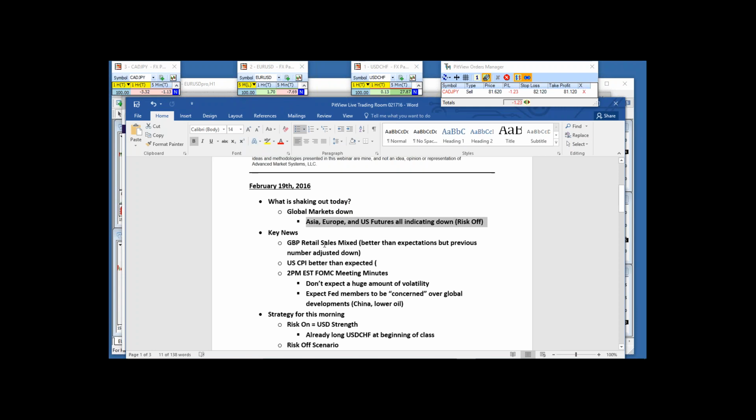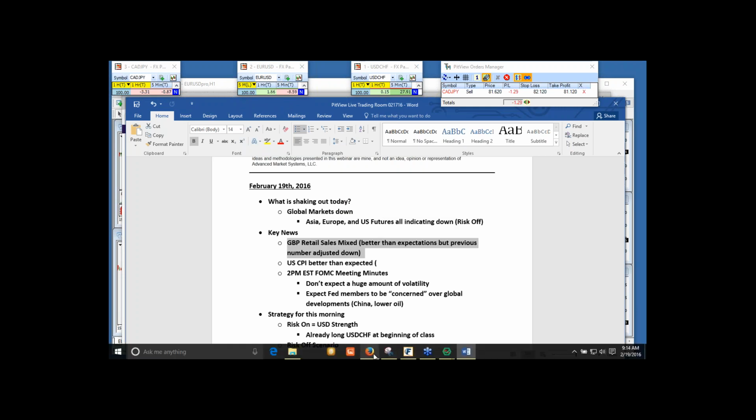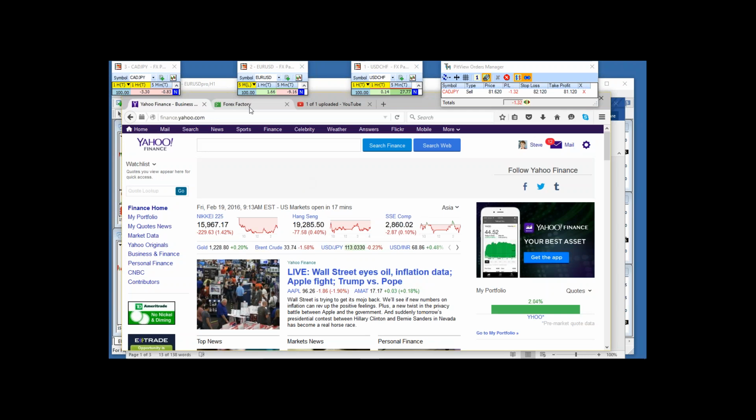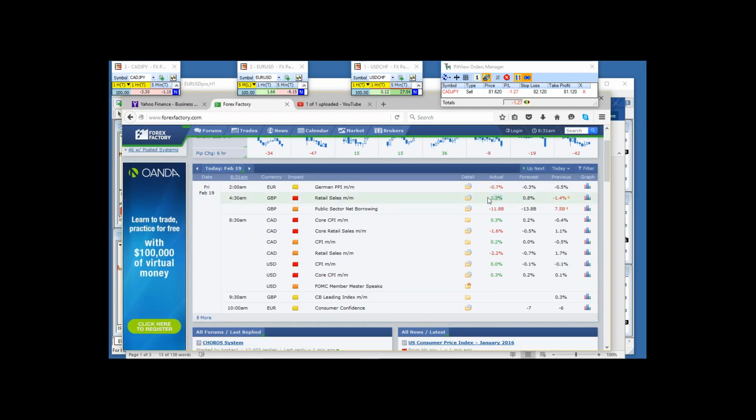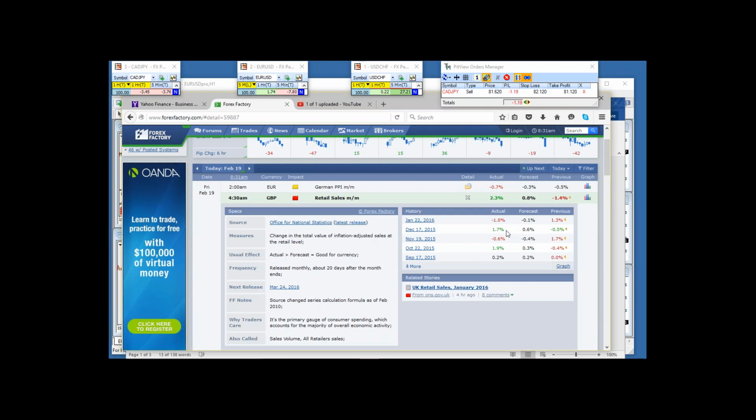Key news, the pound retail sales. I wouldn't look too far into it, but a lot of people are looking at the retail sales number coming out from the GBP over in England. Forecast was 0.8%, came out at 2.3%. You would look at that as a very good number. However, the previous number got adjusted to the downside. So that's why I say the pound news was a little mixed.